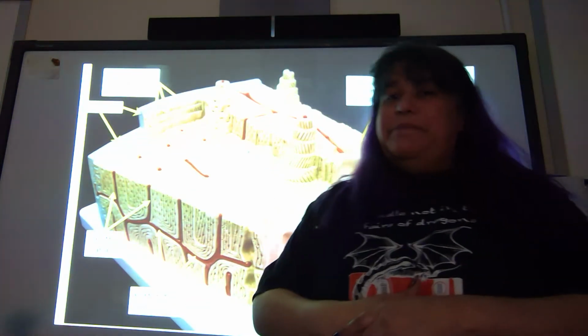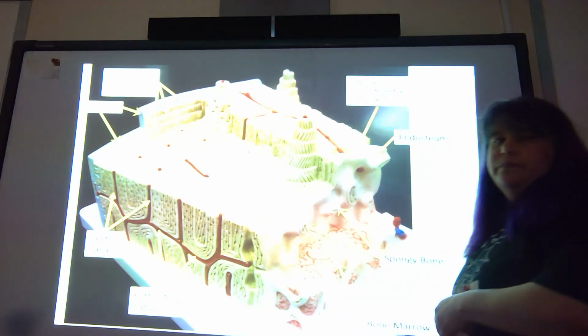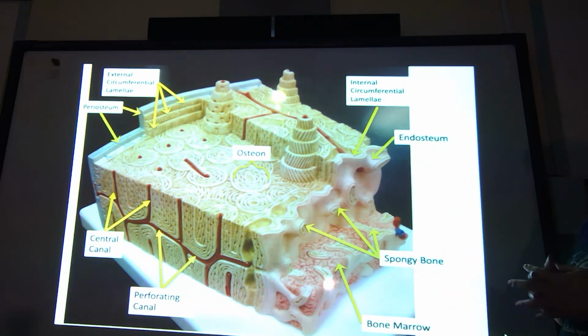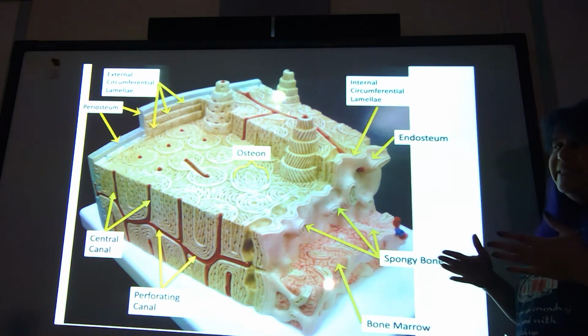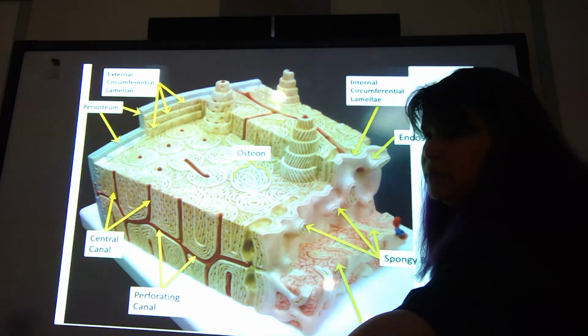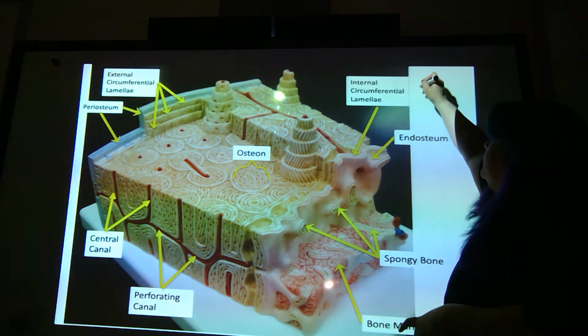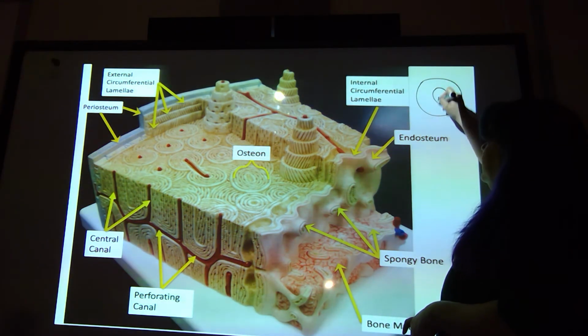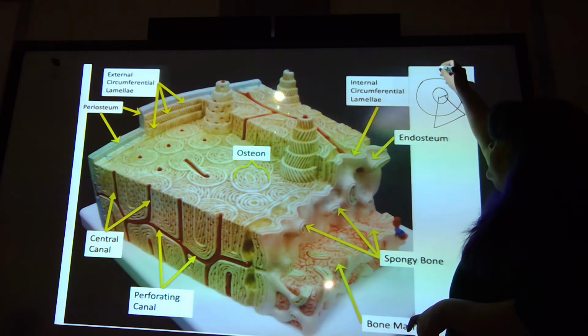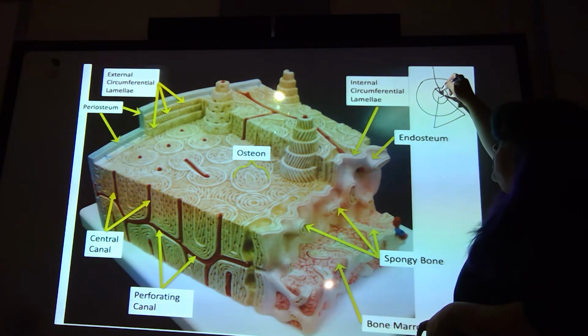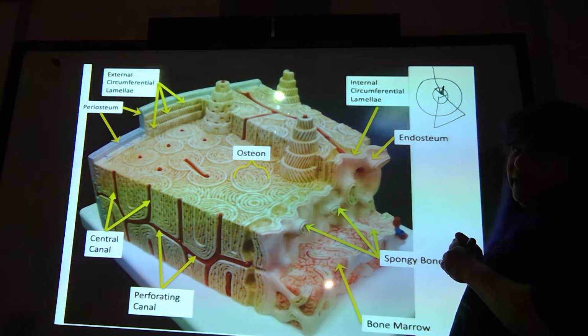Now, this is the baby bone model. This bone model has two things extra that the other one didn't, and it's actually missing something as well. So if we had the bone and we took a chunk out here, this would be looking in this direction. So you're looking from the endosteum side.